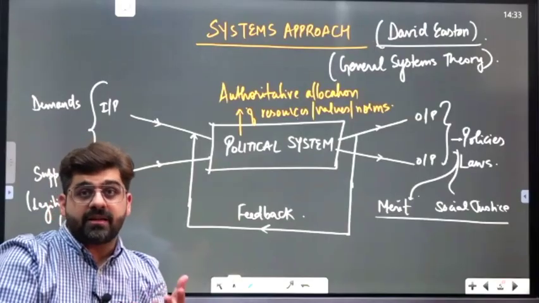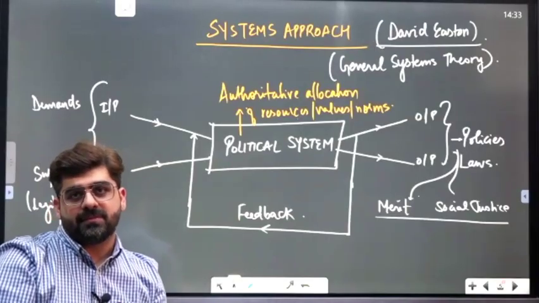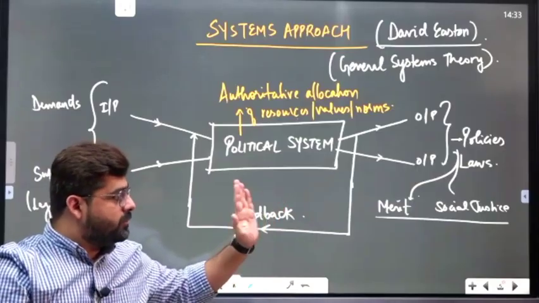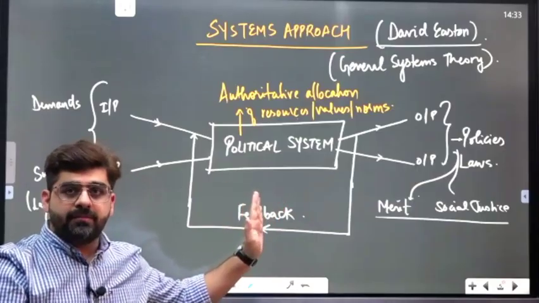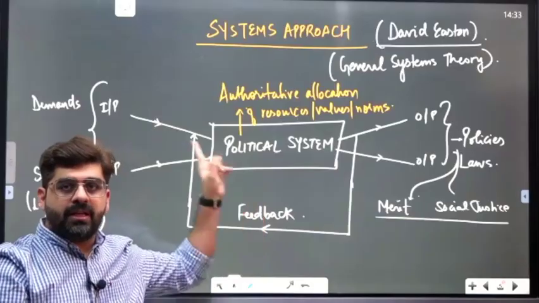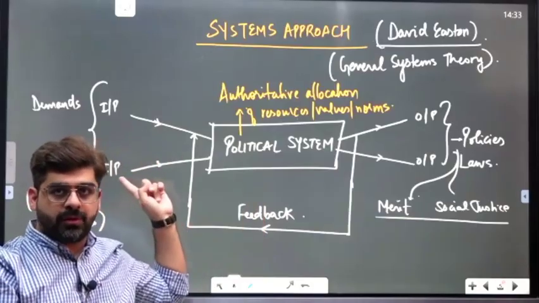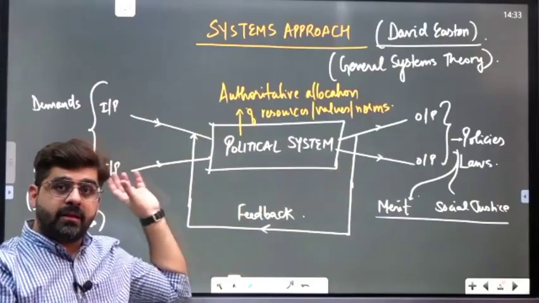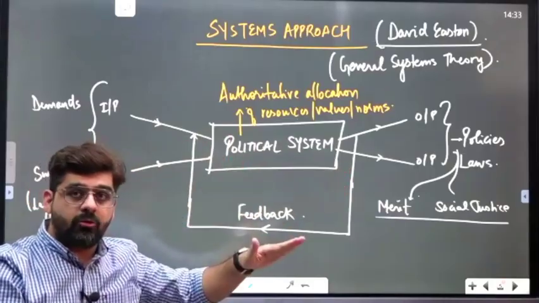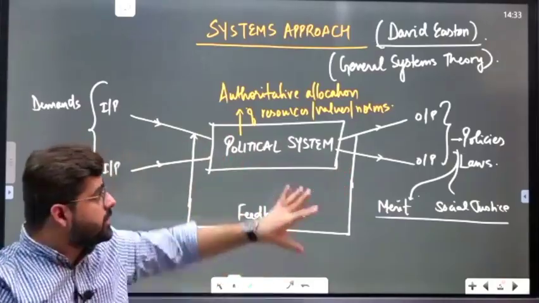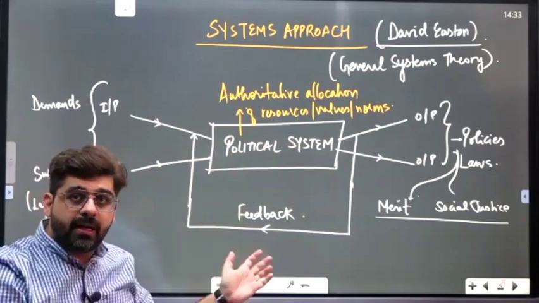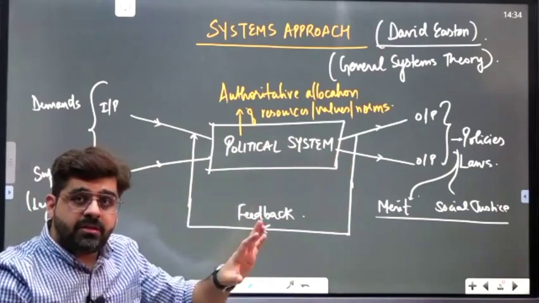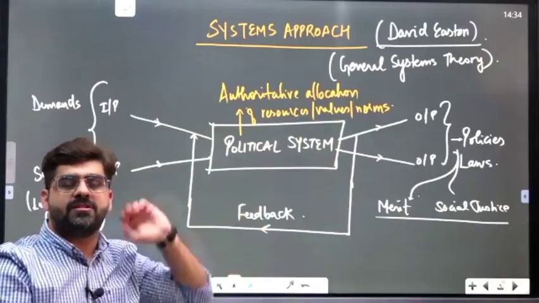So social change is at the heart of Marxism. And the moment you are presenting this theory, there is a demand coming, there is a support for the system, the policies are being made. Whenever the support comes down or the demands are changing, the system is going to use the feedback loop and change the output. But the assumption is that the system is a stable system.